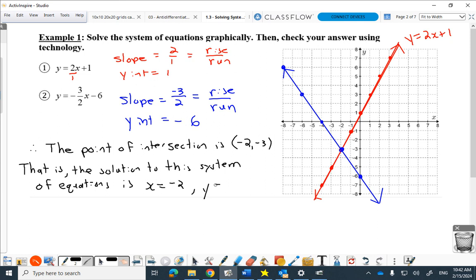And I don't care which way you write it. That's not the point of my sentence. My sentence is, when they're whipping around this big sentence, solve the system of equations graphically. What they mean is, solve for the x and y that is on both lines.